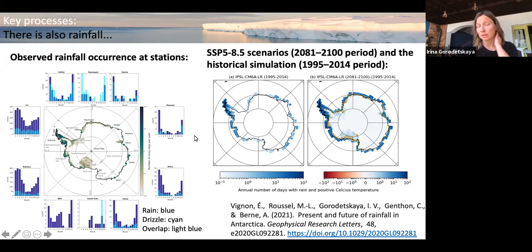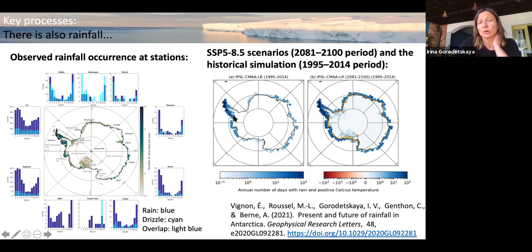And while the coupled models, which are used for projections for the future, are not really good at reproducing rainfall in the present climate, still they all agree that in the future there will be an increase in rainfall, particularly in the coastal regions. And here I just took one model's results, the IPSL.